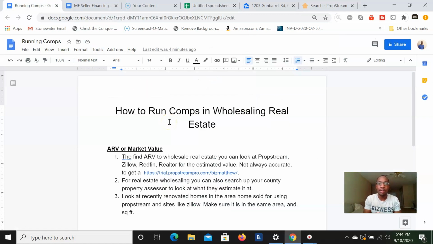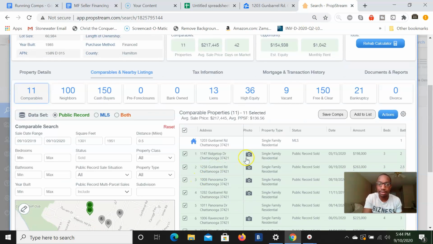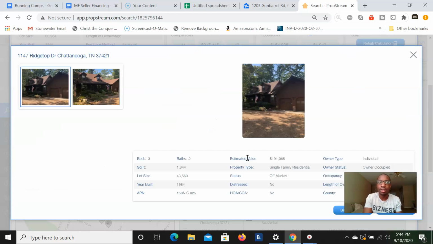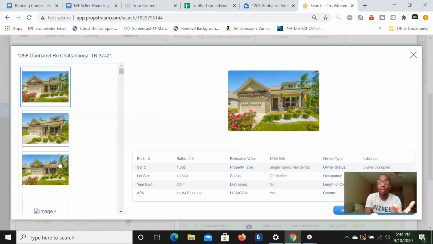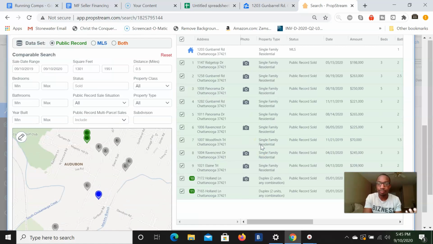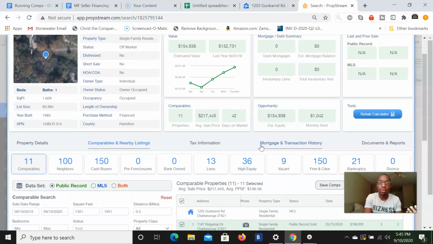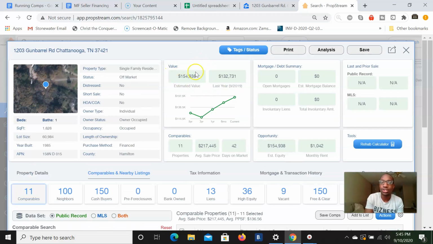All right, you all. And so look at recently renovated homes in the area that sold using PropStream and sites like Zillow, right? So for example, on PropStream, obviously they have these comps and they have pictures of them. And you can quickly look on the pictures to see if they're recently renovated. This is not renovated, but it's still sold for that amount. This is a newer updated property around the area. It's sold for 265, and different things like that. So I think the average sell price right here is around 217. I think you can be able to get it around that price range, like the market value. But for right now, we'll just keep it at 150.